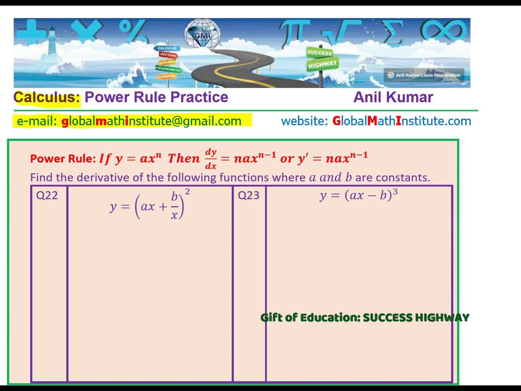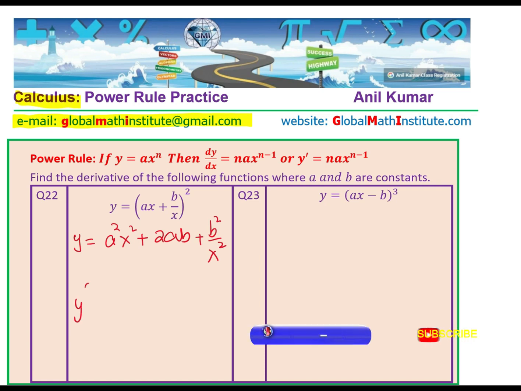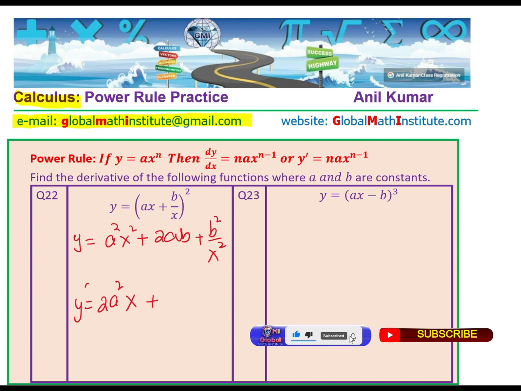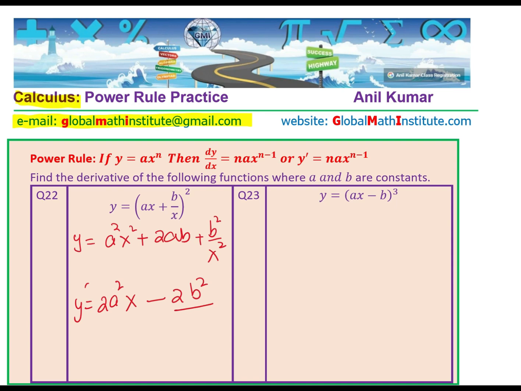Can you please expand this and then rewrite the expression? Well, if I expand, I get a squared x squared, right? Plus 2 times ab, x and x cancel, plus b squared over x squared. And the derivative will be 2 times a squared x plus that is 0, and x squared is in the denominator and that will make the sign as minus 2, right? b squared over x cubed.